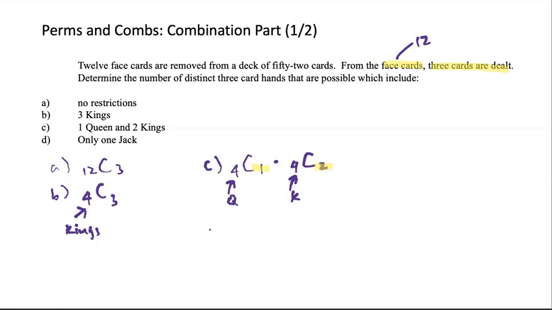Okay. D. Only 1 jack. So we have 4 jacks, and I just want 1 of them, which means that the remaining 8 of them would be any cards. So the 4 is jacks, and the 8 is kings and queens. So the yellow that I highlighted should add up to 3.